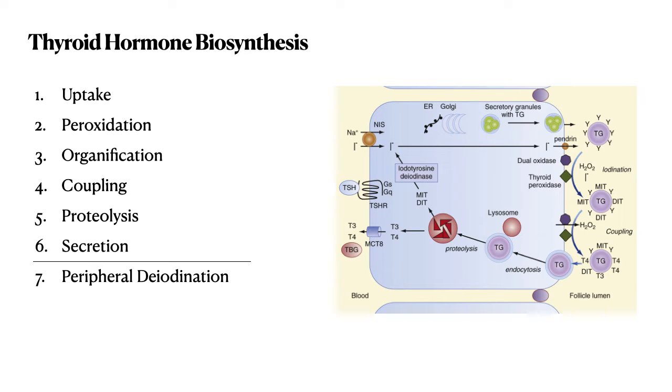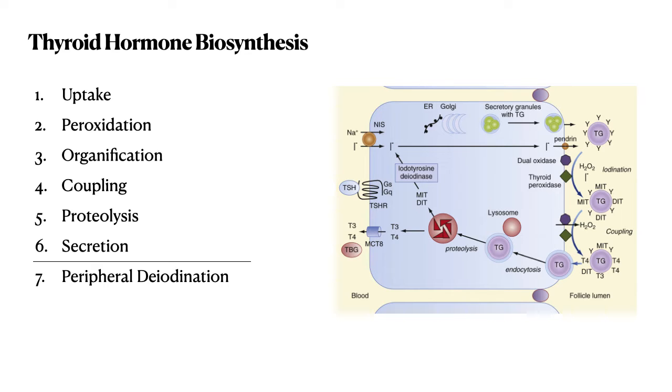So let's just recap the 7 steps in thyroid hormone biosynthesis: uptake via NIS; peroxidation, which occurs in the colloid via thyroid peroxidase, where iodide is converted into elemental iodine; organification, where the elemental iodine, which is very reactive, is taken up by the thyroglobulin molecule and added into its tyrosine residues; coupling, where the iodinated tyrosine residues pair up with one another to form T3 and T4; and the uptake by the thyroid follicular cell of the iodinated thyroglobulin, which contains the nascent or newly formed T4 and T3.